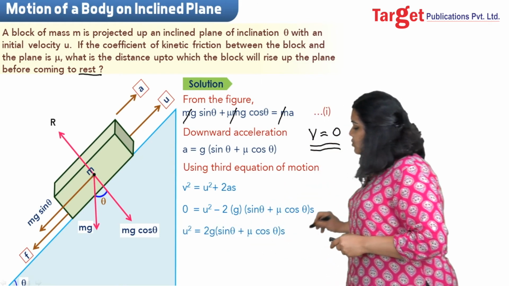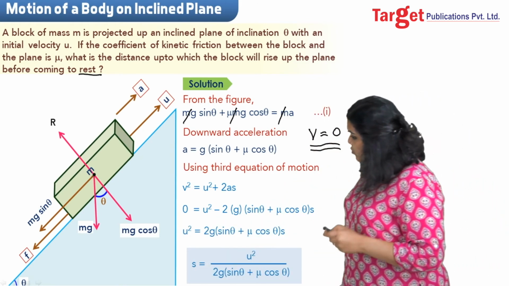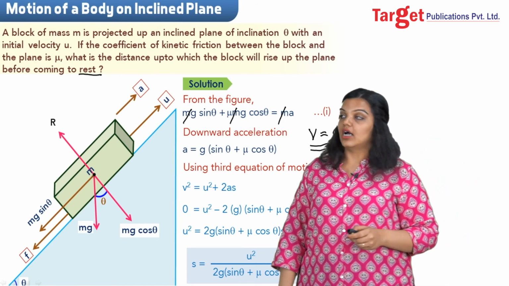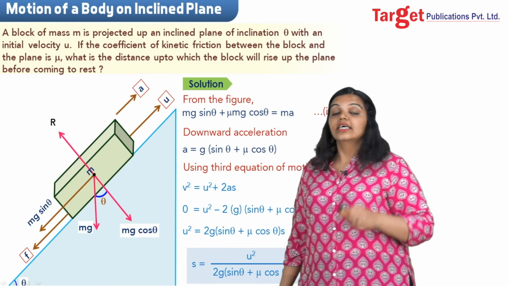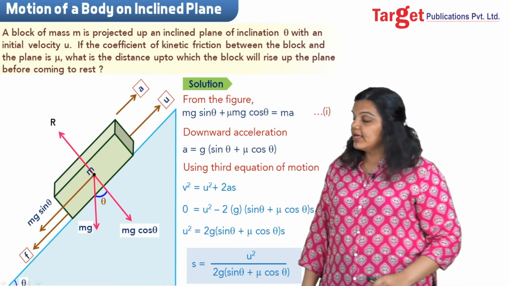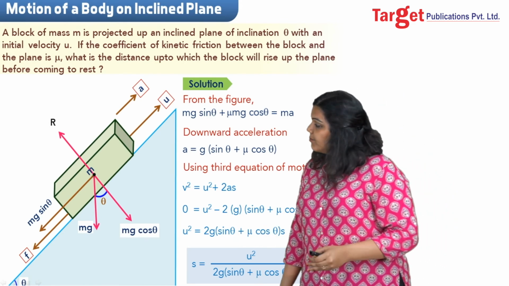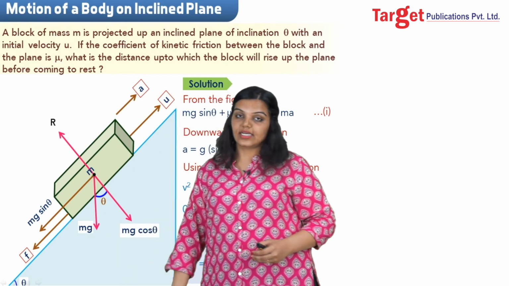If you solve this algebraically, you're going to get the answer, that is s is equal to u square upon 2g times sine theta plus mu cos theta. So this is the distance a block will rise if it is projected up an inclined plane, and this is the distance it will cover before coming to rest. Remember, in this case, since we were moving the block upwards, the friction was downwards.